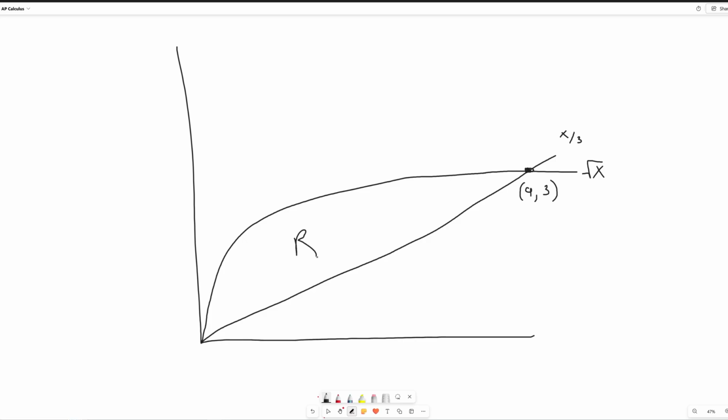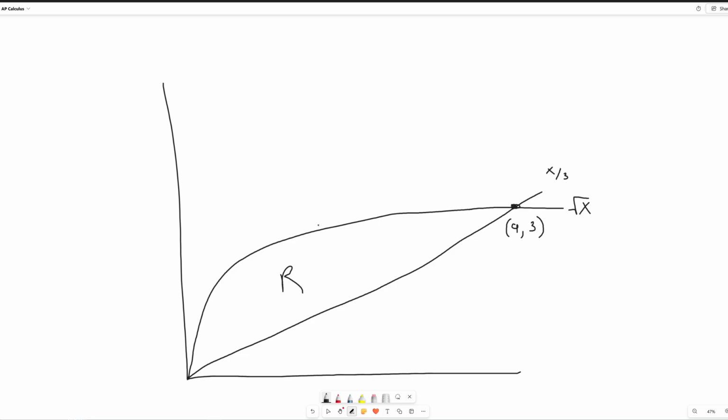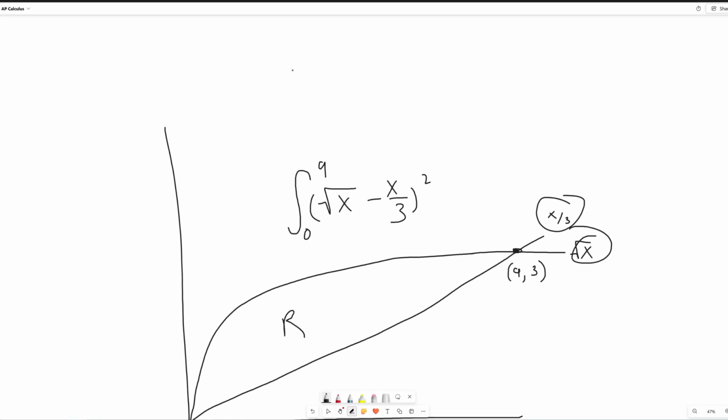Here's my area R. For each cross-section perpendicular to the x-axis, there is a semicircle with radius 1/2 the distance between the functions across the area R. So, you might be tempted to integrate from 0 to 9 and then say, okay, well, square root of x minus x over 3 is my radius. So this squared, and remember, 1/2 pi r squared is the formula for a semicircle. So let's just put our pi over 2 on the outside.